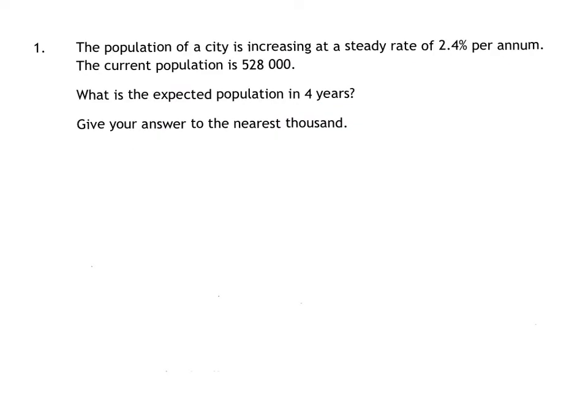So question 1, usually a percentage question. It asks you for the population of a town after 4 years. So the population is increasing at a rate of 2.4%. So if you have to increase something by 2.4%, we're thinking of 100% plus 2.4%, which is 102.4%. This is a quick way of doing it.